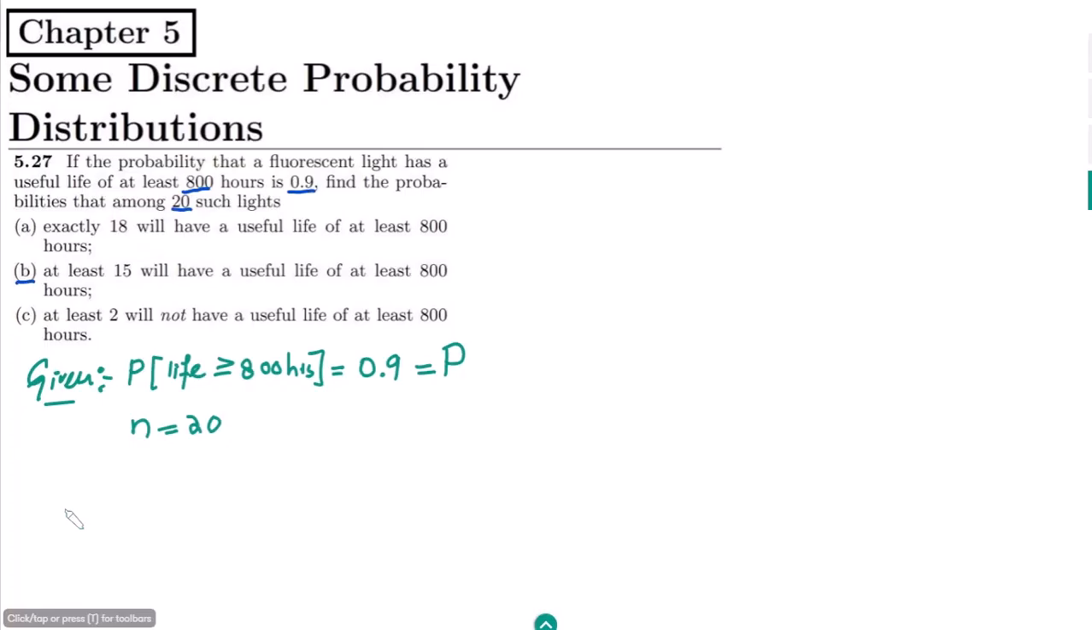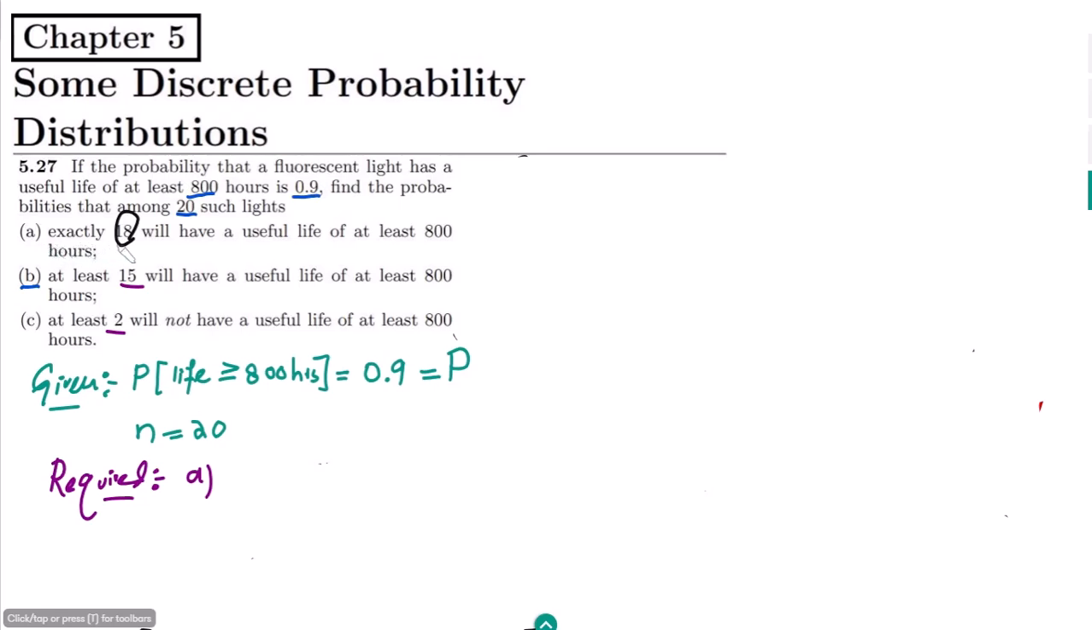Now on the basis of it, what do we have to find out? The required quantities here are, in part A, exactly 18 will have a useful life of at least 800 hours. So we want to find out the probability that k is equal to 18. In this video we will first find this out, and the other two parts we will solve in our next videos. So this is part A, so let me solve it first.